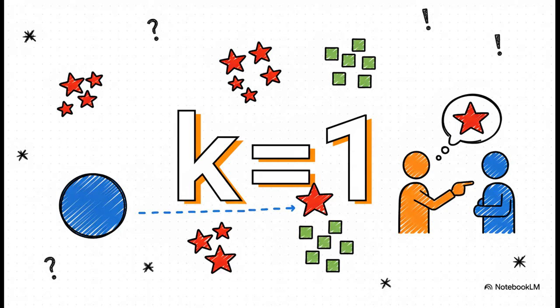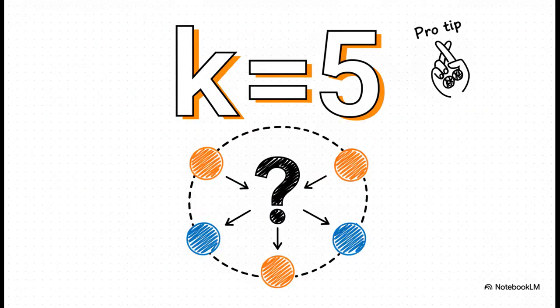So let's take the simplest possible case. If we set k equal to 1, then a new data point is just given the label of its single closest neighbor. That's it. It's a one-on-one poll. Super fast, super simple. But you can imagine it can get thrown off pretty easily by a single weird piece of data.